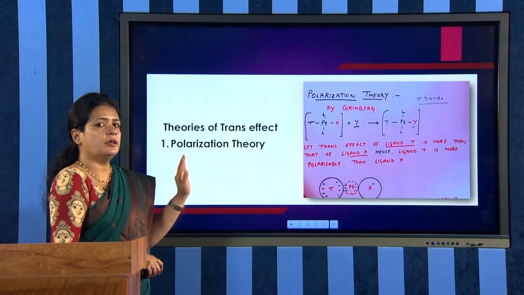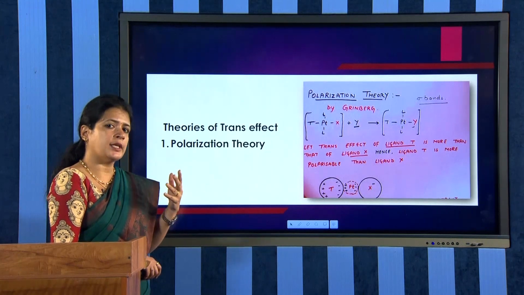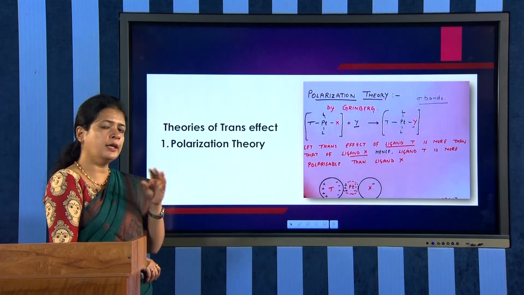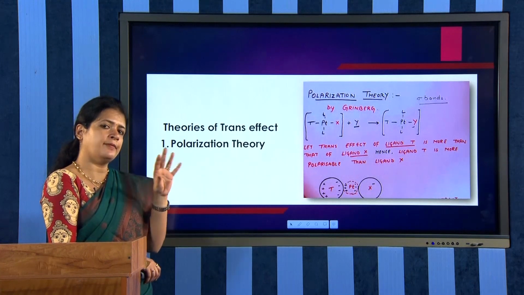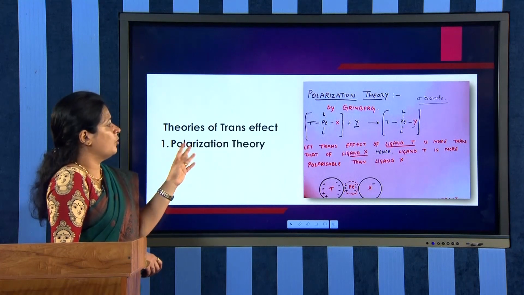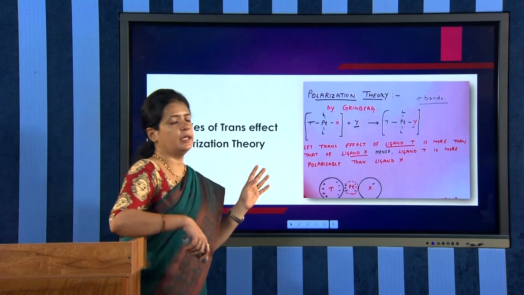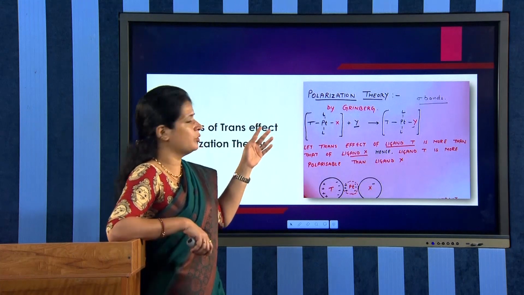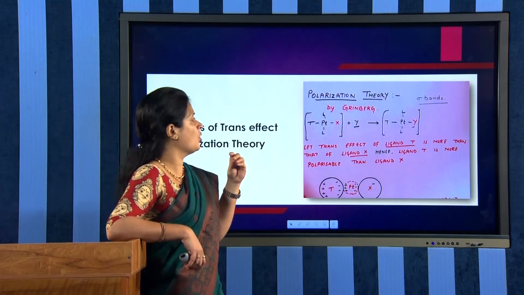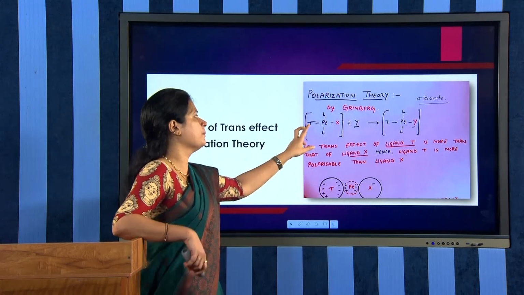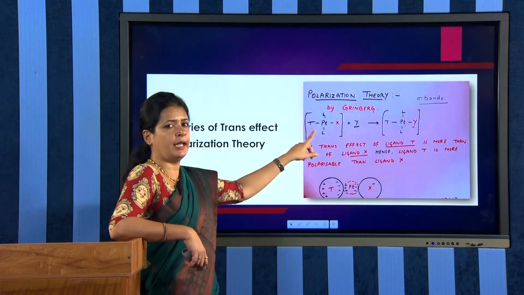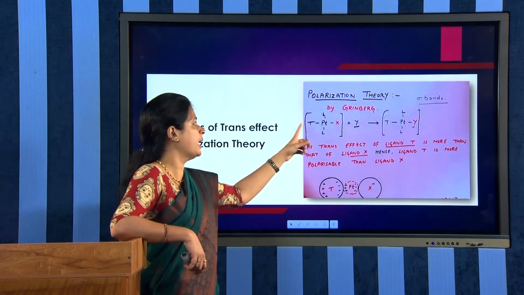This theory tries to explain the trans effect in sigma bonded complexes. So, what is the theory? The polarization theory is based on platinum complexes. Here I have written the platinum complex, that is Pt L2 T X. Why have I written T and X?